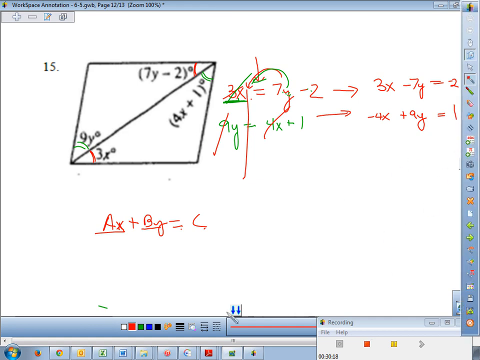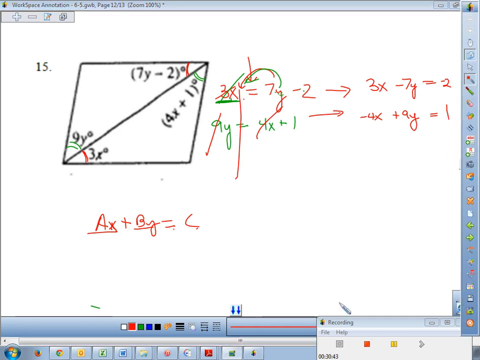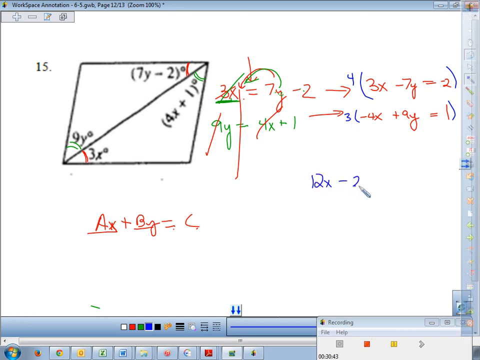Nice. Let's solve this system. What do you want to do? What do you want to cancel? X's or y's? X's would probably be a little easier. What do we need them both to be? What's the least common multiple between a 3 and a 4? So turn one of them into a positive 12, turn the other one into a negative 12. Boom.